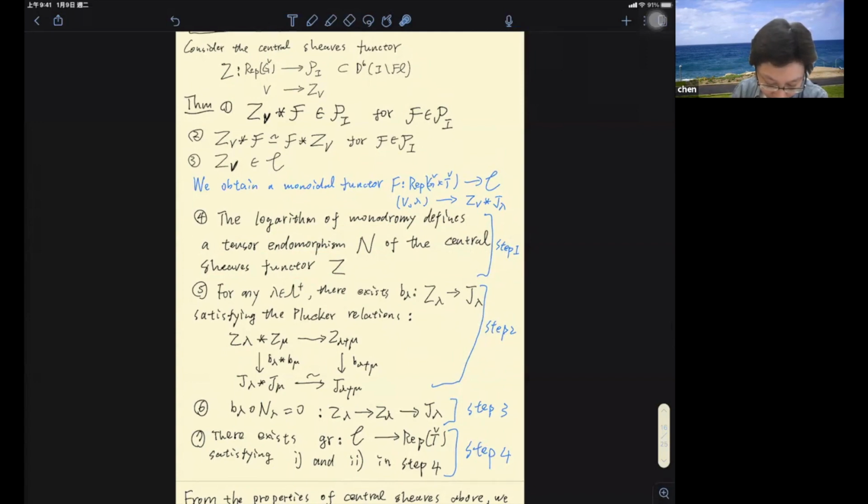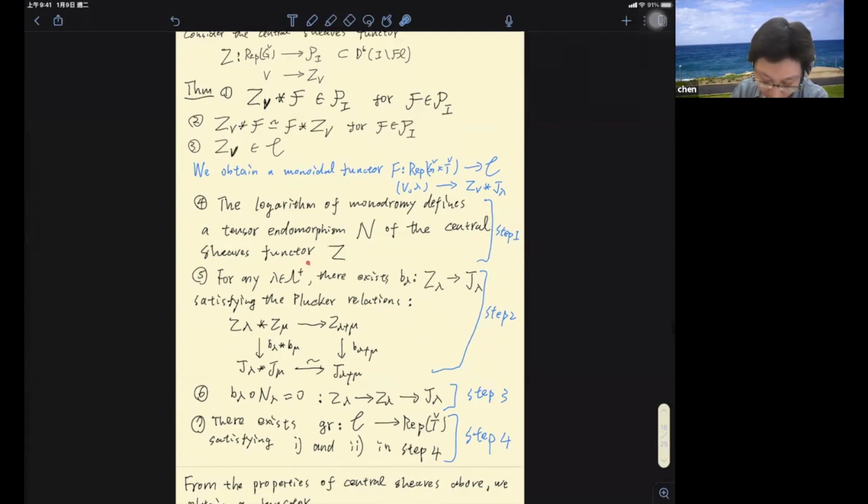And then the second property is that for each lambda, there is an arrow from the central shift to J lambda, this Akimoto shift, satisfying the Plücker relations. And this also basically follows from the restriction of Z lambda to FL lambda, where the corresponding orbit is 1-dimensional, basically. And this is the assumption in step 2.